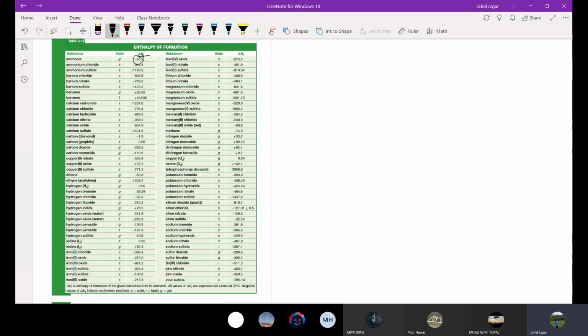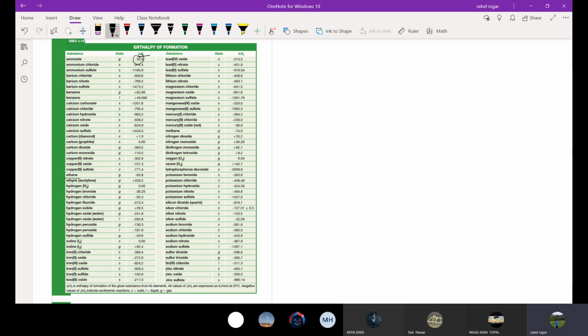For example ammonia, when it says enthalpy of formation of ammonia, delta HF, without explaining anything I will understand that whenever it says delta HF of ammonia is negative 45.9, for 1 mole of ammonia NH3 if it forms from nitrogen and hydrogen, then this amount of energy is released. Did you understand?